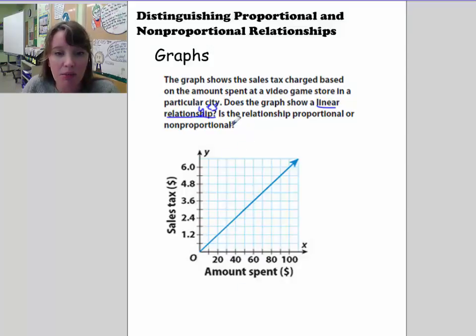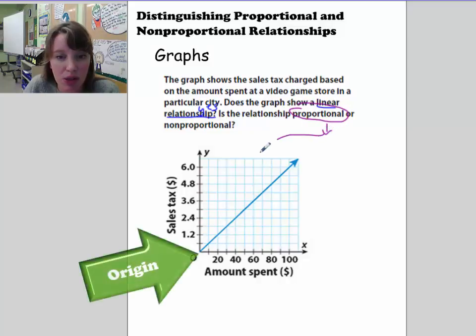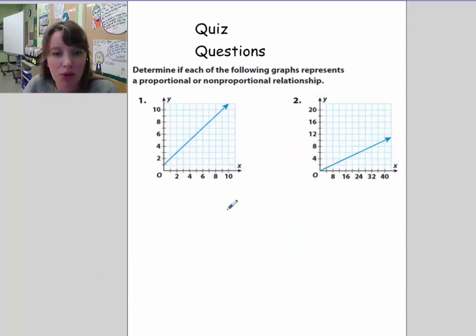Is the relationship proportional or non-proportional? The answer would be proportional because it goes through the origin. So this point right here means that it is proportional. You are going to determine whether or not these are proportional or non-proportional in the quiz. I can't attach a picture to the quiz, so just use this as a way to answer the following quiz questions.